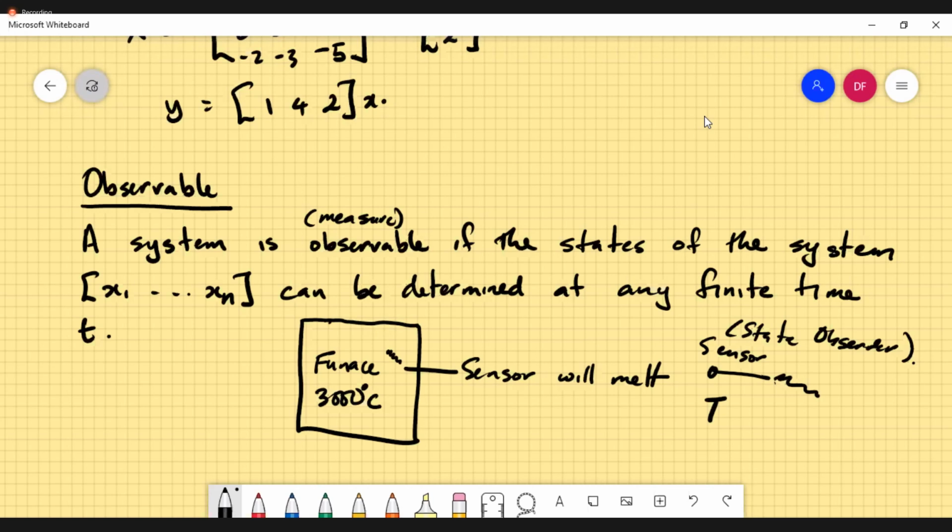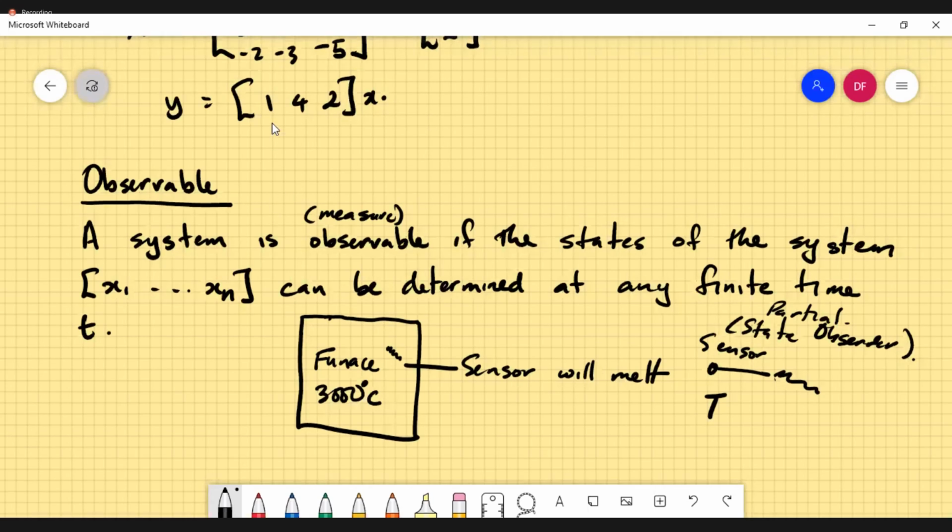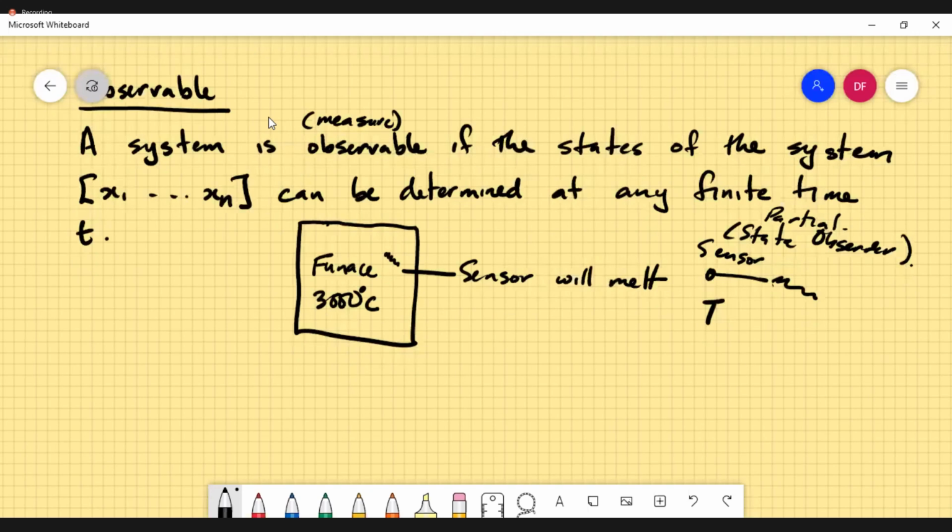Sorry, this thing is not a state observer. This is a partial state observer. So observability is also key in our calculations for controlling a system.